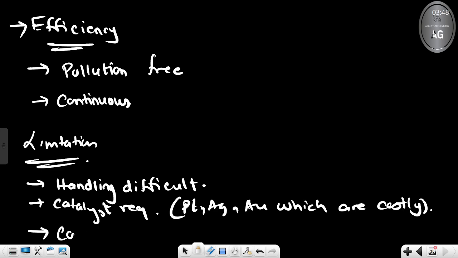Then corrosive electrolyte. Concentrated NaOH is highly corrosive, so this is a corrosive electrolytic solution. So that causes a lot of problems.